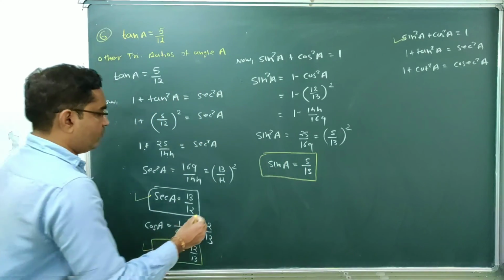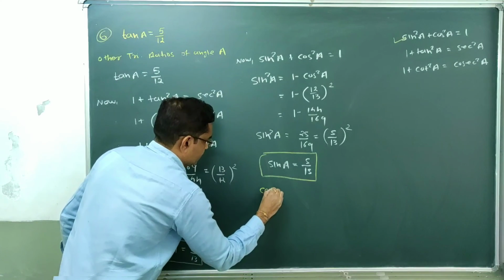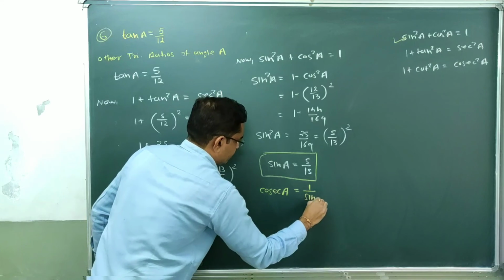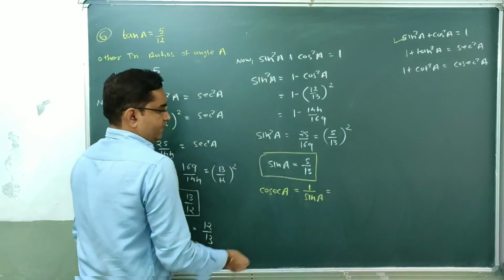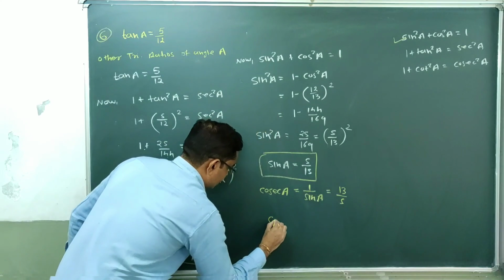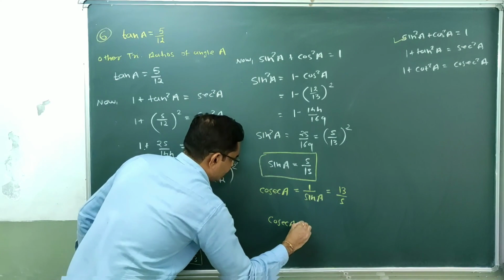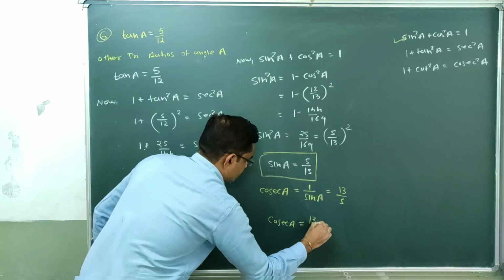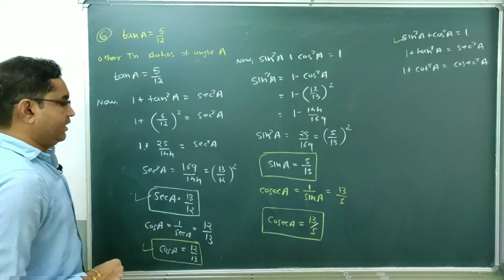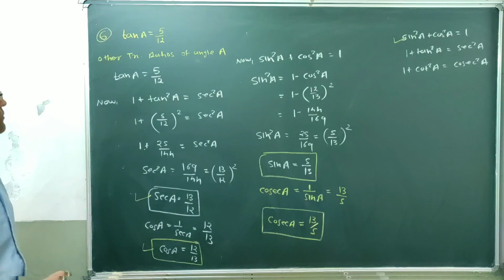So we can write the value of cosec A. What is cosec A? Cosec A is the reciprocal of sin A. So it's 1 upon sin A. The reciprocal of sin A is 13 by 5. So our answer is cosec A is 13 by 5. Done? So again we derived 2 more trigonometric ratios.